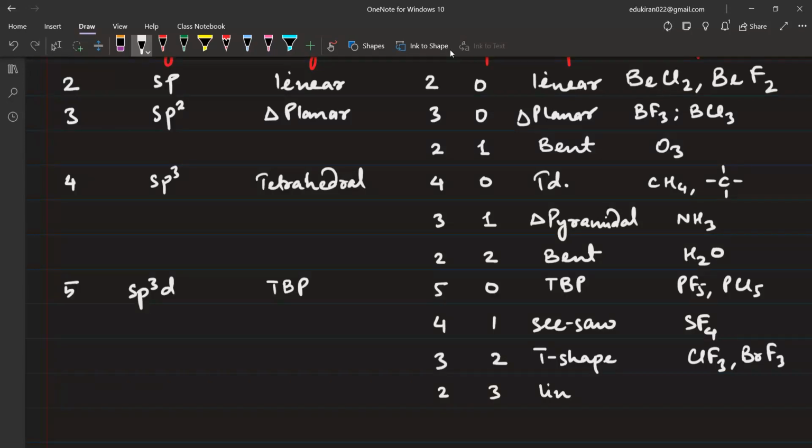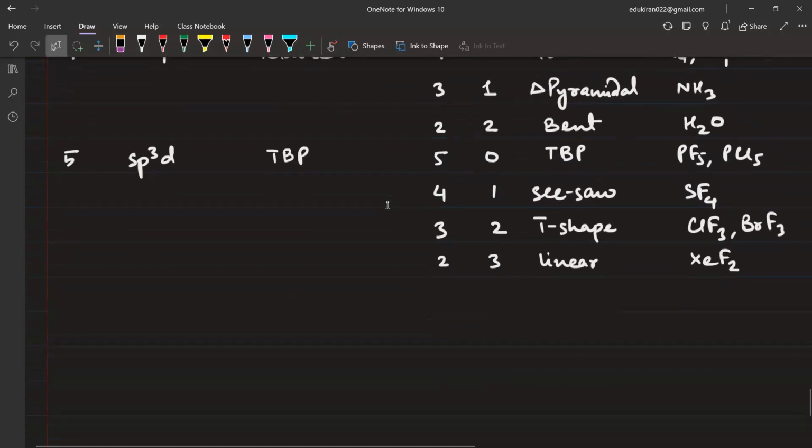Whenever you have 2 sigma, generally you will see, no, you can't summarize it like this, that it will be linear because it will be bent also sometimes. So 2 sigma and 3 lone pair will be linear in this case. And the example was XeF2. Xenon fluoride.